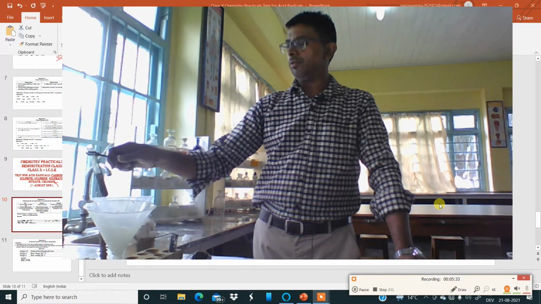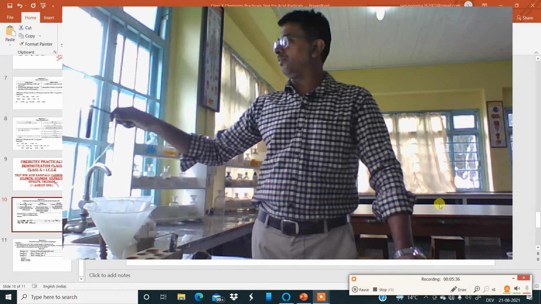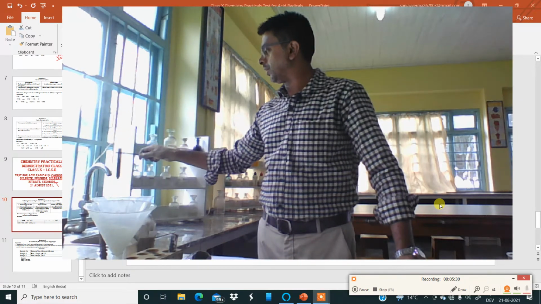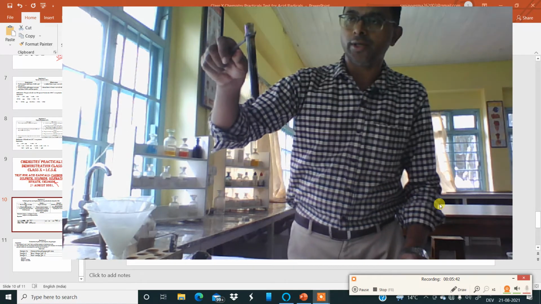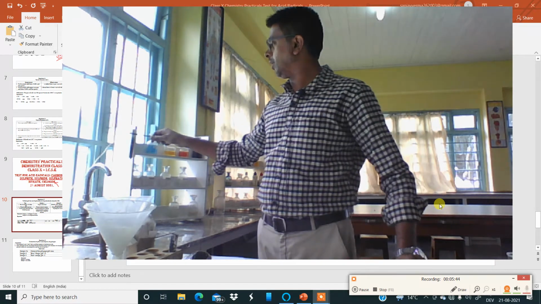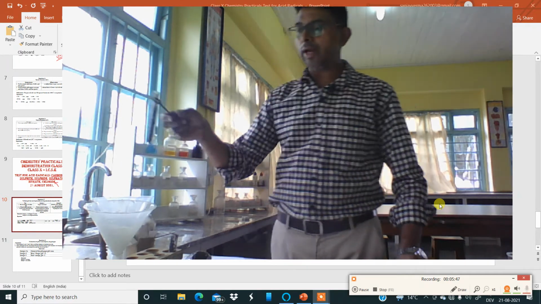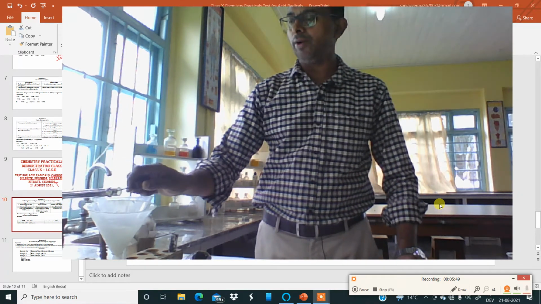Now what I am going to do is filter both these solutions. Filter both of them, and then see. I can see over here it is greenish. On the top of the test tube it is greenish in color. So now in hot condition only I will filter both of them using a filter paper and a funnel.